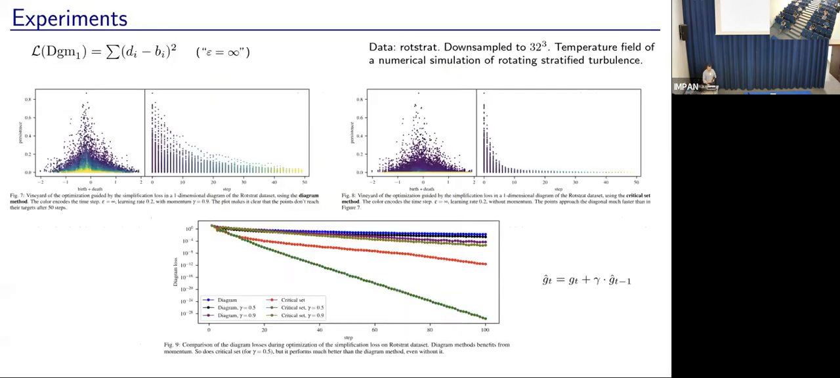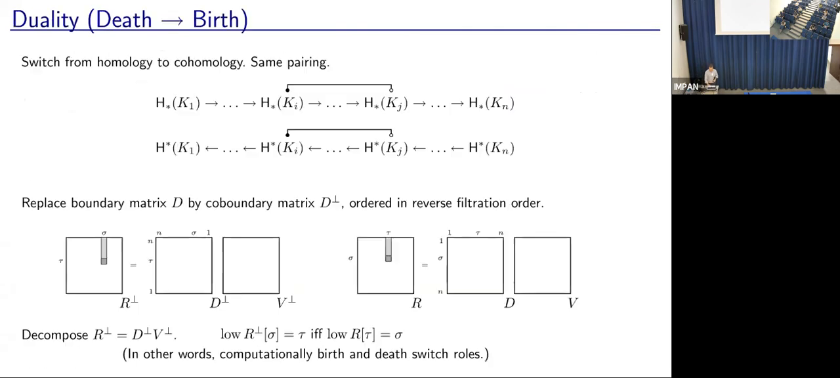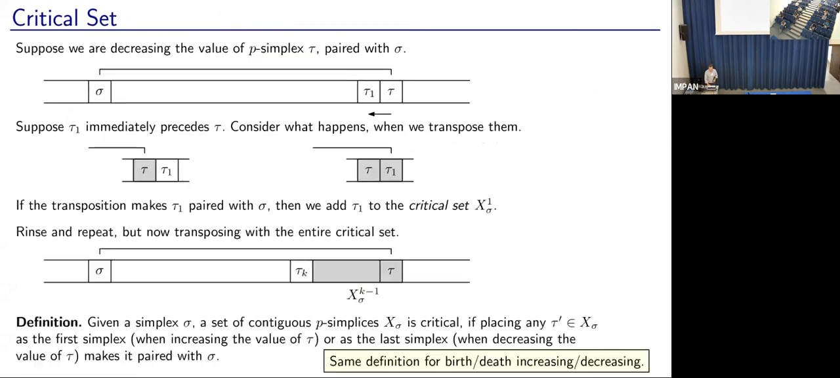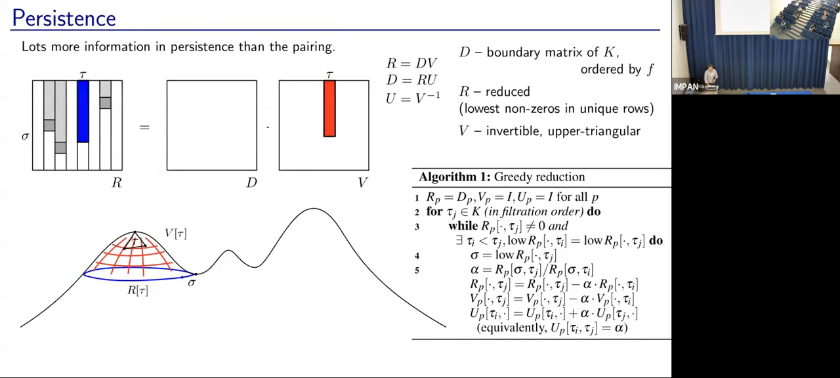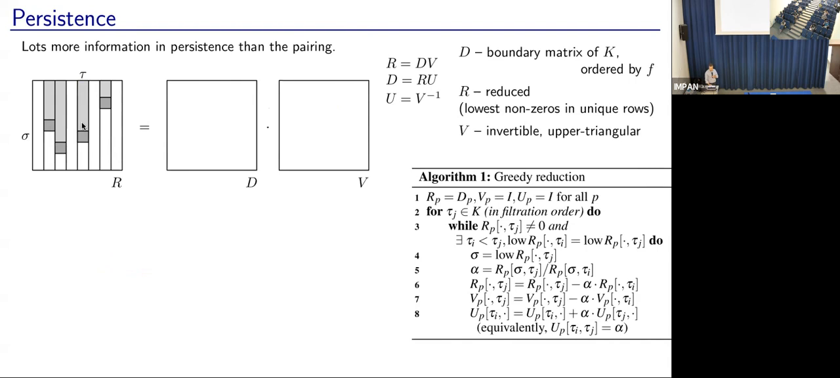Questions? Can you explain some more about why the matrix decomposition is not unique? Because that seems to give you a degree of flexibility that you could use in the implementation, but I guess I didn't fully get what was happening. So the reason the decomposition is not unique is that imagine I take this column and add it to this column. My lowest non-zeros haven't changed, and yet I got something else. So the statement is that the decomposition is not unique, but the lowest non-zeros will always be the same as long as the matrix R is reduced.